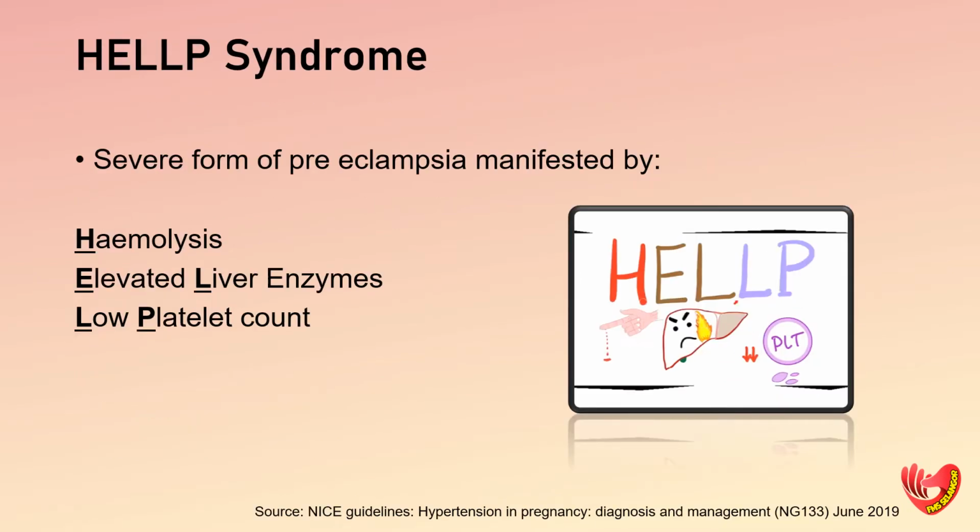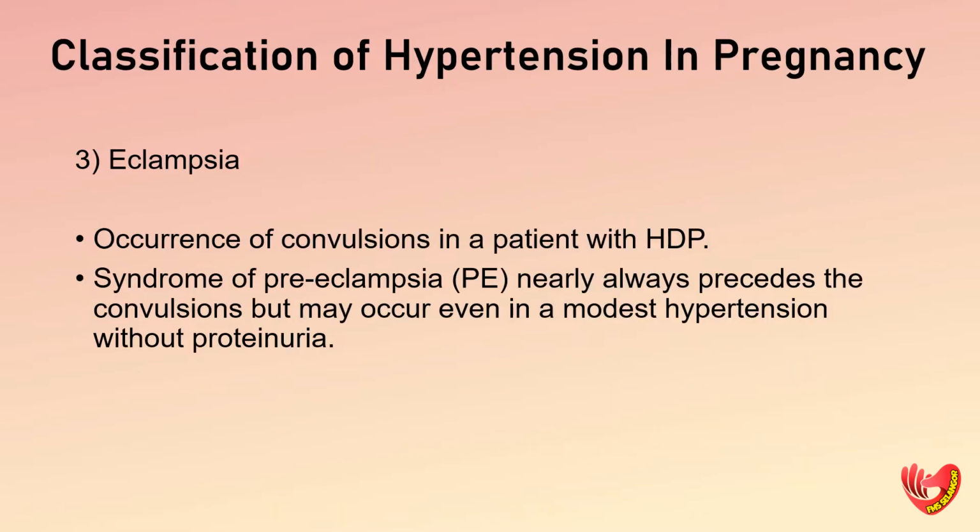Now, I'm sure all of you would have heard of HELLP syndrome. What is HELLP syndrome? It is a severe form of preeclampsia manifested by hemolysis, elevated liver enzymes, and low platelet count. Looking into the third category of classification of hypertension in pregnancy is eclampsia. This is when there's an occurrence of convulsion in a patient with hypertensive disease in pregnancy. A syndrome of preeclampsia nearly always precedes the convulsions, but it may occur even in modest hypertension without proteinuria.